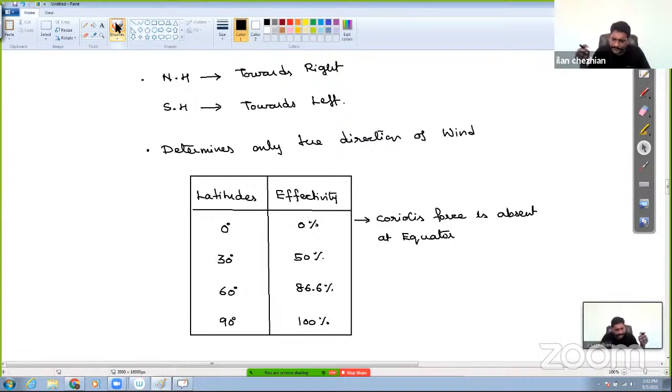Okay, right, my friend. See, I told you Coriolis force is absent at equator. Now, I'll give you a statement. You write this statement, my friend. Very important statement. The effectivity of Coriolis force increases with increasing latitude and velocity of wind.